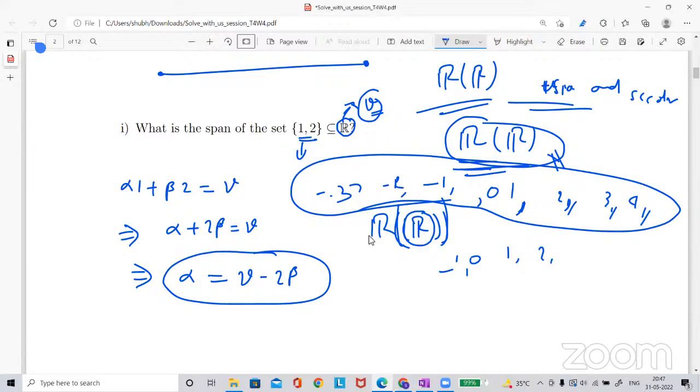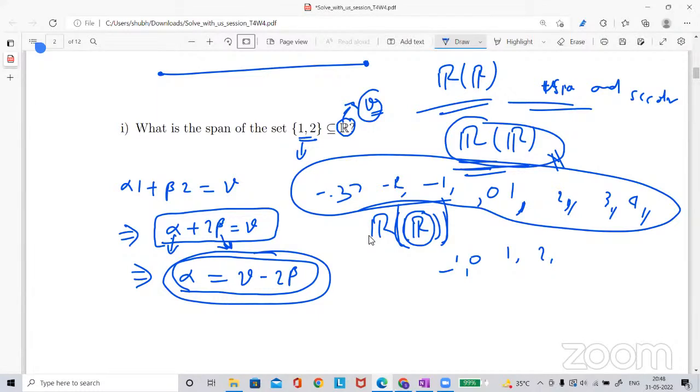Another interpretation: this is a system of linear equations which contains only one equation, and alpha and beta, which we are trying to find, are two variables. So this system has infinitely many solutions. Yes, sir, infinite. That's why it would be the set of all reals, all real numbers.